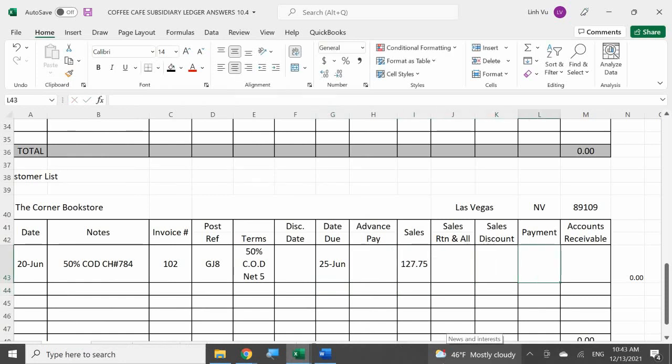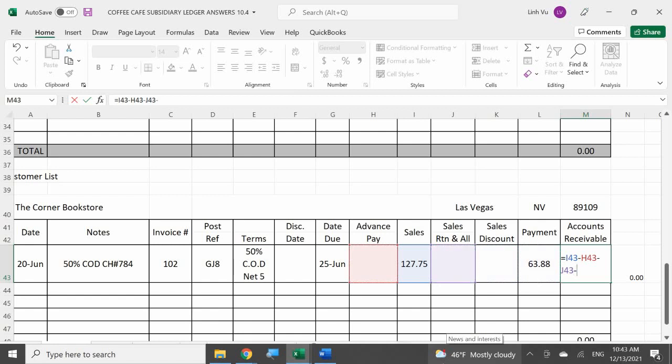We received partial payment for $63.88. So once again, this formula is going to be your sales minus any advance payments, minus any sales returns and allowances, minus any discounts, minus any payments, to get you a total amount that they owe you to be $63.87, which is stated on the invoice. Okay.